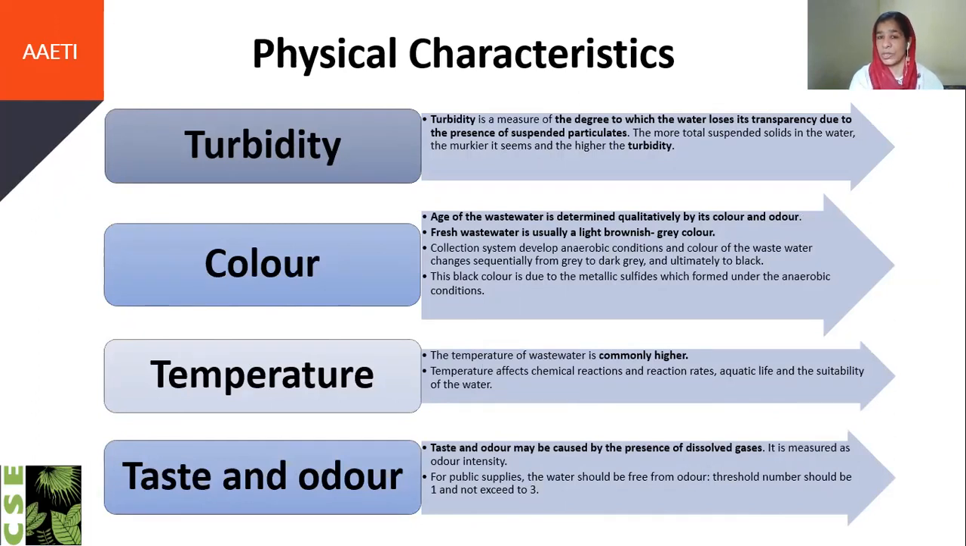Color, ideally, the age of the wastewater is determined qualitatively by its color and odor. The fresh wastewater is usually light brownish or grayish in color. However, due to anaerobic condition, now anaerobic means in the absence of oxygen, the color of wastewater changes from gray to dark gray and ultimately black. Temperature of the wastewater is normally higher. Taste and odor may be caused by the presence of dissolved gases in the wastewater.